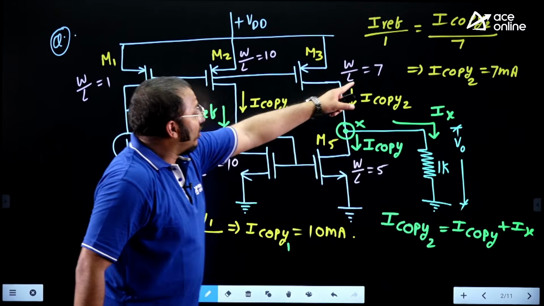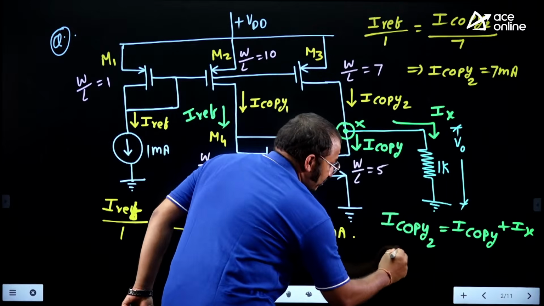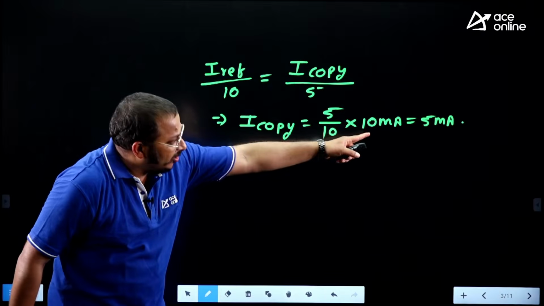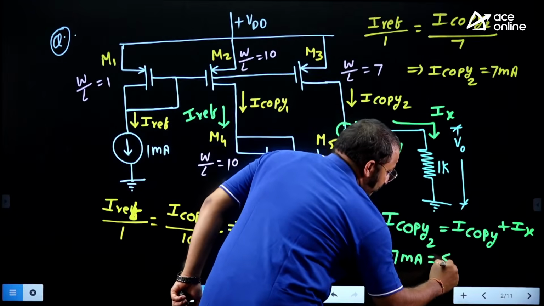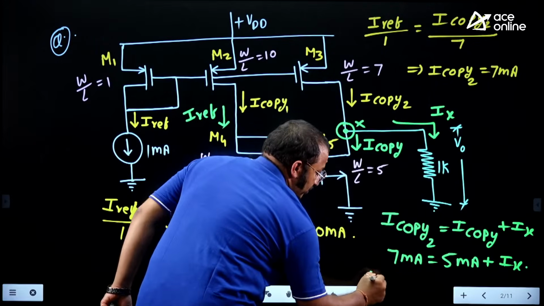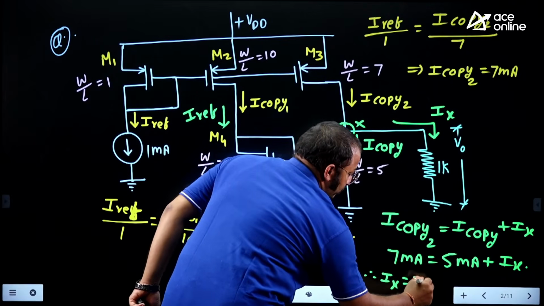What is I copy 2 I got? I copy 2 is 7 milliamps, which equals, what is I copy? Exactly, I got 5 milliamps. So this is 5 milliamps plus Ix. Therefore, simply Ix is equal to 2 milliamps.